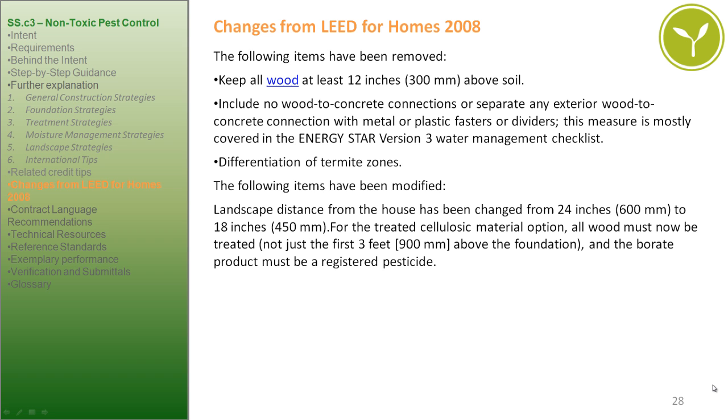Differentiation of termite zones. The following items have been modified. Landscape distance from the house has been changed from 24 inches or 600 mm to 18 inches or 450 mm. For the treated cellulosic material option, all wood must now be treated, not just the first 3 feet or 900 mm above the foundation. And the board products must be a registered pesticide.